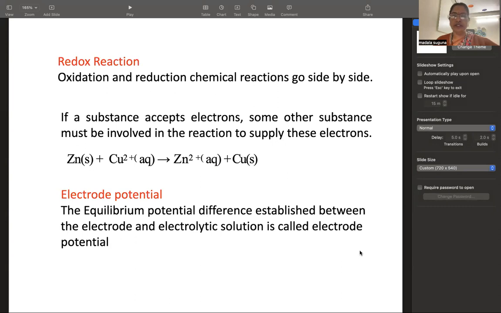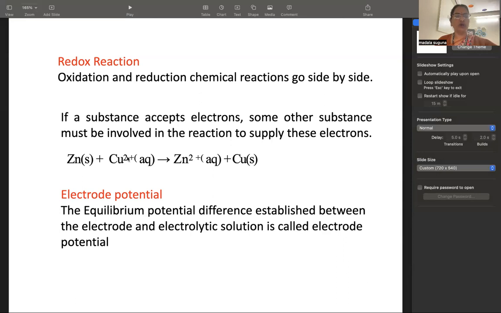For example, a zinc strip is immersed in cupric sulfate salt solution. Spontaneously, copper is precipitated out. How is this possible? Zinc metal is involved in oxidation. That means it loses 2 electrons and oxidizes into Zn2+. These 2 electrons are gained by cupric ions, which reduce into copper.